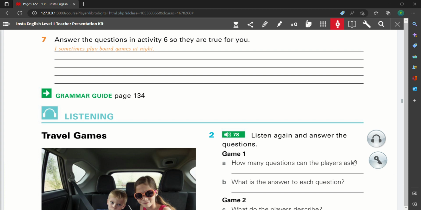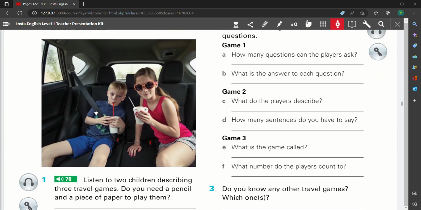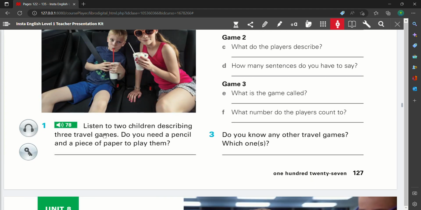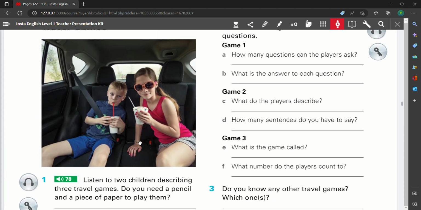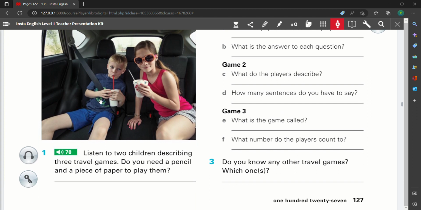Now, let's continue with the listening activity, the travel game. In this activity, you can see two people, a boy and a girl, in a car. They are drinking something, I don't know, and listen to two children describing three travel games. Do you need a pencil and a piece of paper to play it? What's your opinion? You are traveling in a car. Is a pen, a pencil, or a paper necessary? Yes or no? No, that's right.